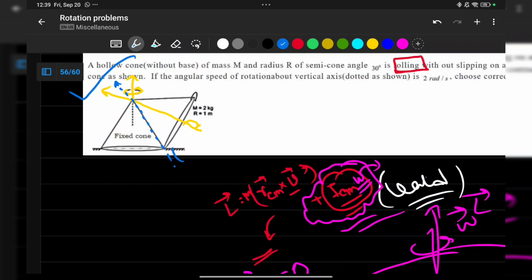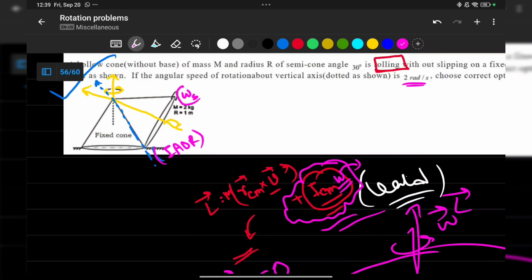Why? Because if the body is rotating about the net rotation line, then the points on this line will be instantaneously at rest. So these points are instantaneously at rest because this is the IAOR. Now how will we find this omega? This omega is given. This one is not given, but we can find it, and it can be found very easily because this point is at rest.